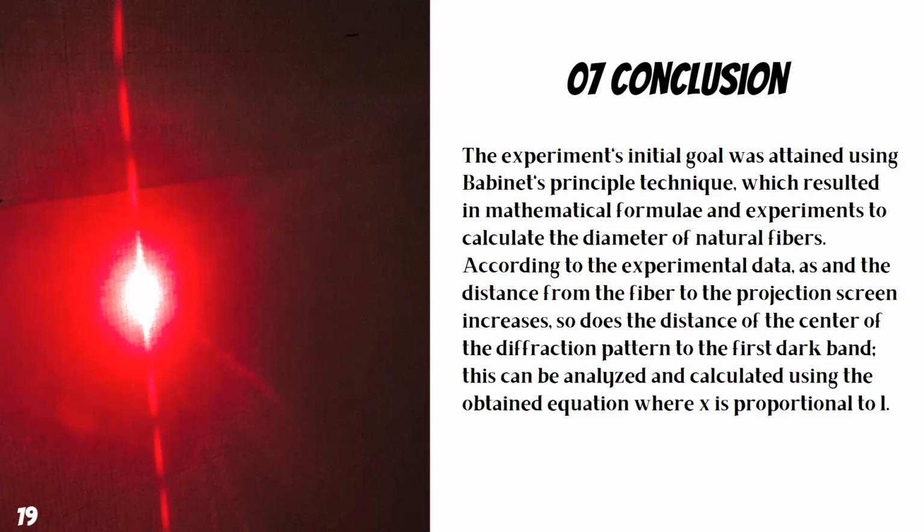According to the experimental data, as the distance from the fiber to the projection screen increases, so does the distance from the center of the diffraction pattern to the first dark band, and this can be analyzed and calculated using the obtained equation, where X is proportional to L. Next.